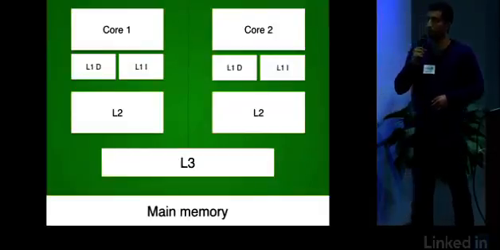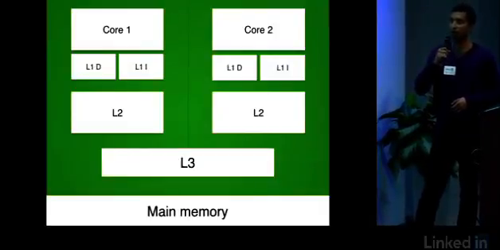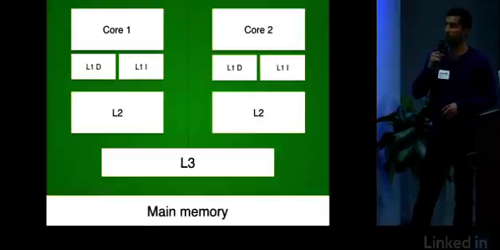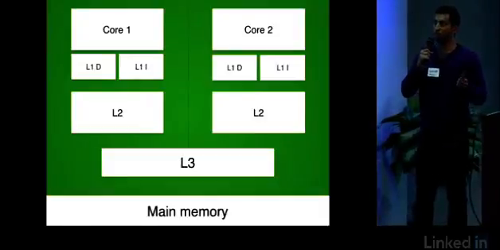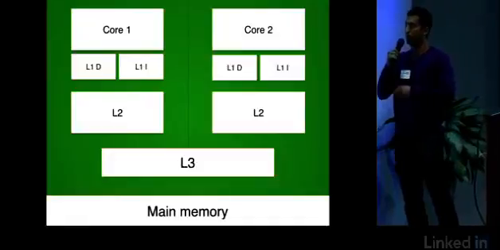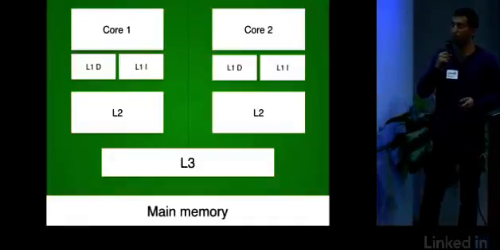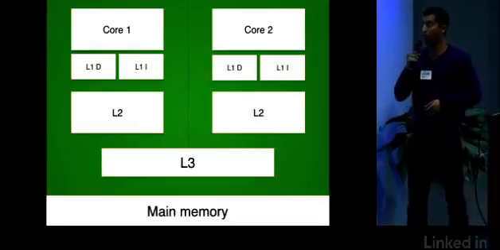So typically, L1 is around 32 kilobytes, so it's really, really tiny. And you'll see L1 is private to a core. It's usually segmented into data and instructions, so that's the D and the I. L2 is still private to a core, but not segmented. L3 is usually shared by all cores in a socket.